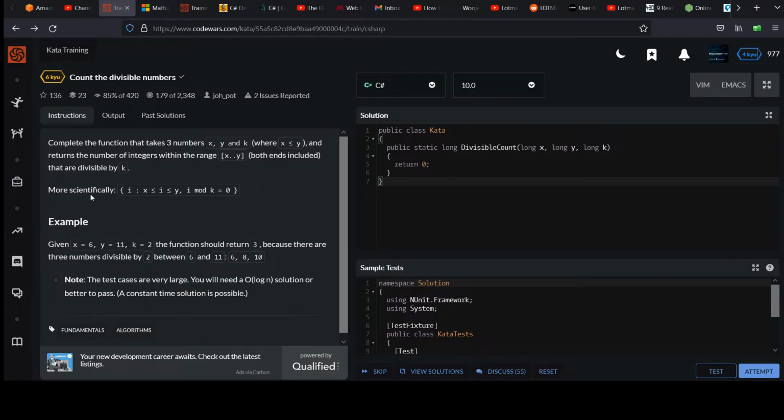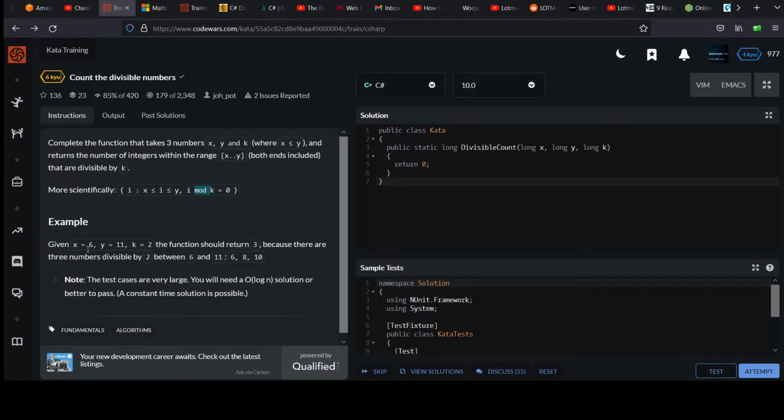And more scientifically speaking, they're saying you've got this set I such that I is between x and y, possibly equal to one of them or both of them, and I modulo k equals 0. Remember that the mod, it just means like the percent symbol that we've been using. It just means you perform a division, but instead of taking the quotient, you get the remainder instead. So hopefully that language is comfortable by now.